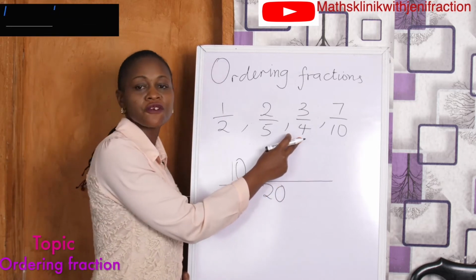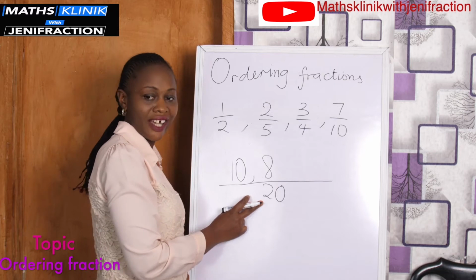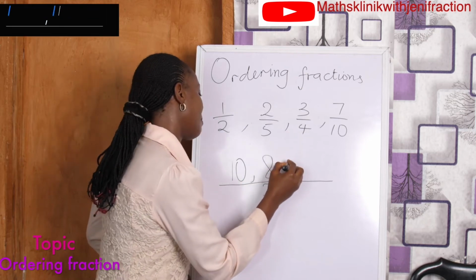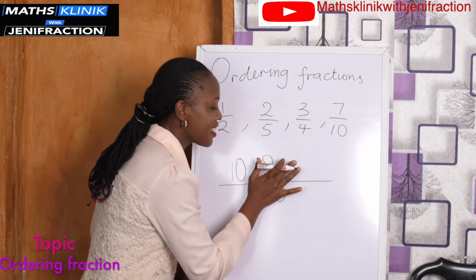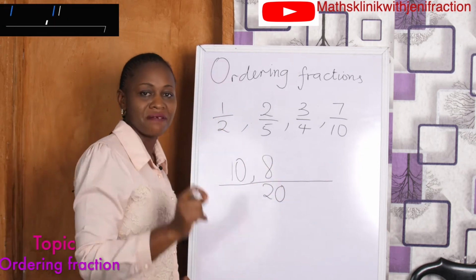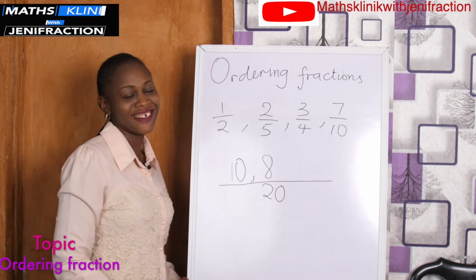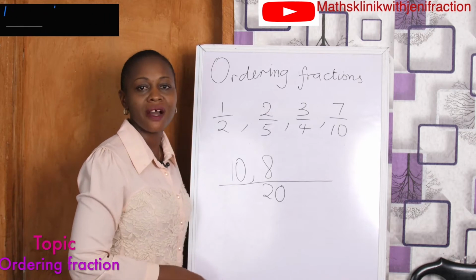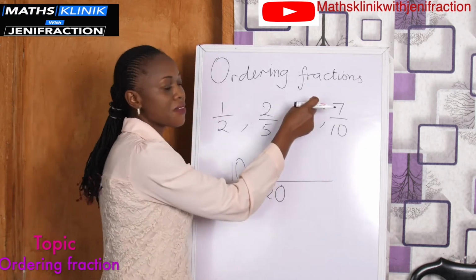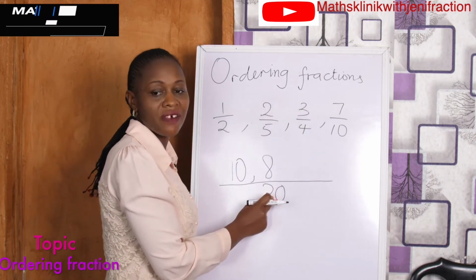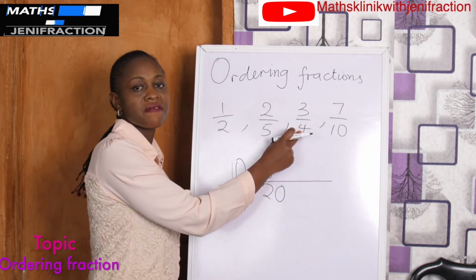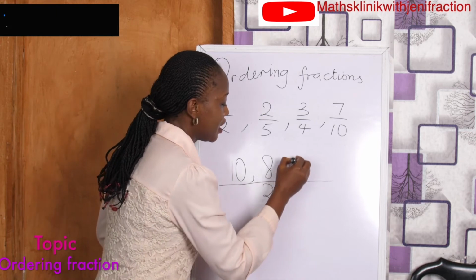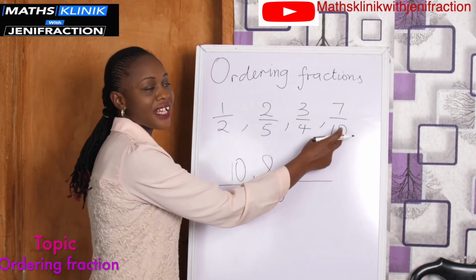Our denominator here is 4. Then I'll say 20 again divided by 4 is 5. I write down my 5. No, this is wrong. Remember, divide and then multiply. So 20 divided by 4 is 5. Then I'll say 5 times 3. 5 multiplied by 3 is 15. It's my 15 I'm going to write. I'll move to the last fraction.